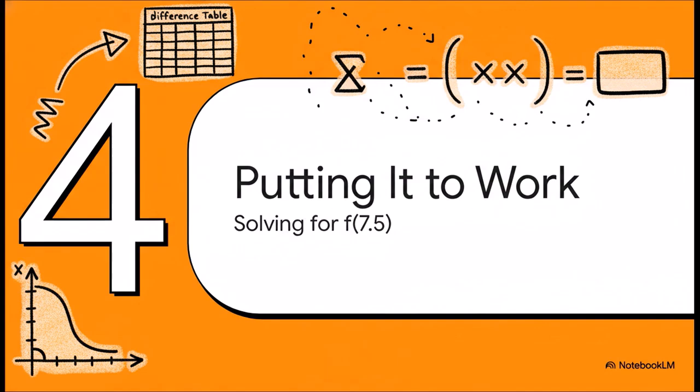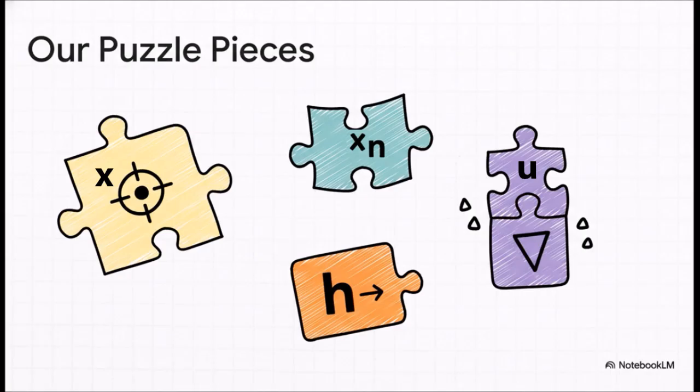This is where the magic happens. We've got the problem, we've got the formula, and we've got our difference table. So let's put it all together and actually solve for f of 7.5. So here are all the pieces of our puzzle. Our target, x, is 7.5. The very last data point we have, xn, is 8. The step size between each point, h, is just 1. And from that difference table we just made, we can pull out those crucial correction values that line up with our last point, 169, 42, and 6.